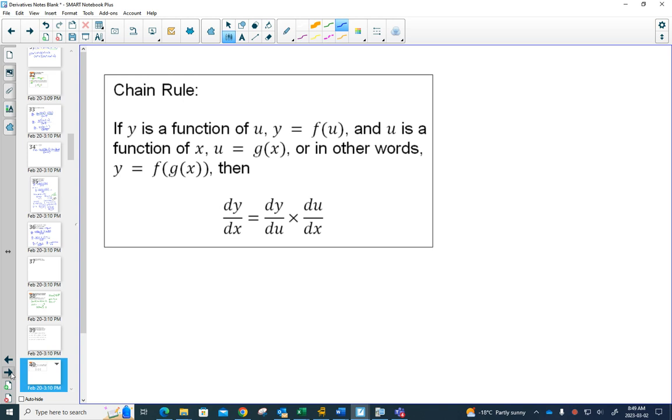If y is a function of u, I shouldn't have used u, because then I have to say f of u, which is inappropriate. And u is a function of x, meaning that u is g of x. In other words, y equals f of g of x. Then the derivative in Leibniz notation would be the derivative of y with respect to u, which means you keep u the same. Then you multiply by the derivative of the inside function, which is du dx. But again, the words, and maybe, I don't know if you want to write them down.